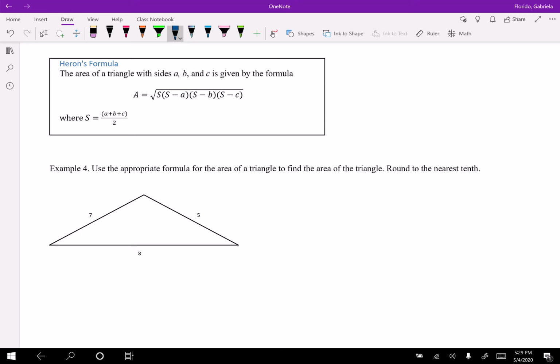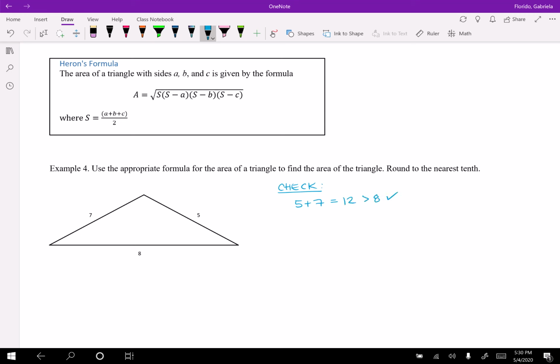And so here we're given that the sides are 5, 7, and 8. Let's first make sure that these sides here actually create a triangle. And so let's just recall the triangle inequality. We have to make sure that the sum of two sides has to be greater than the third side. So let's check. So we have 5 plus 7, which is equal to 12, and that's greater than 8.